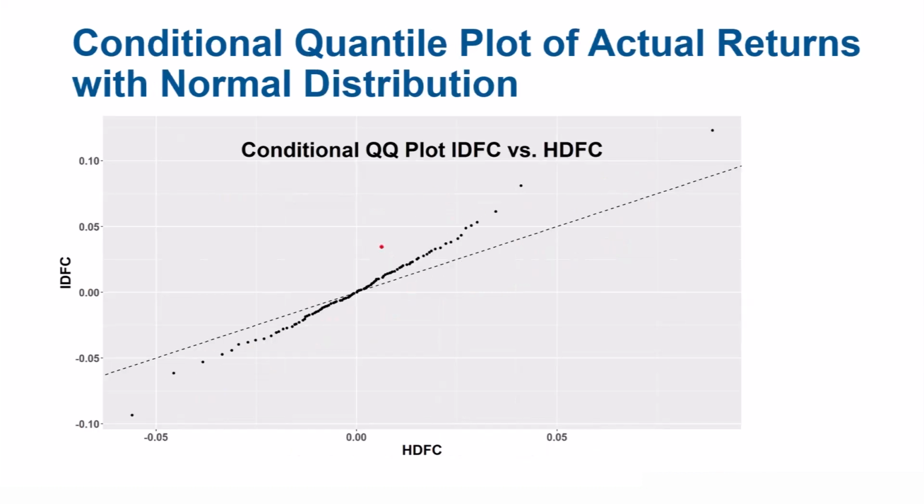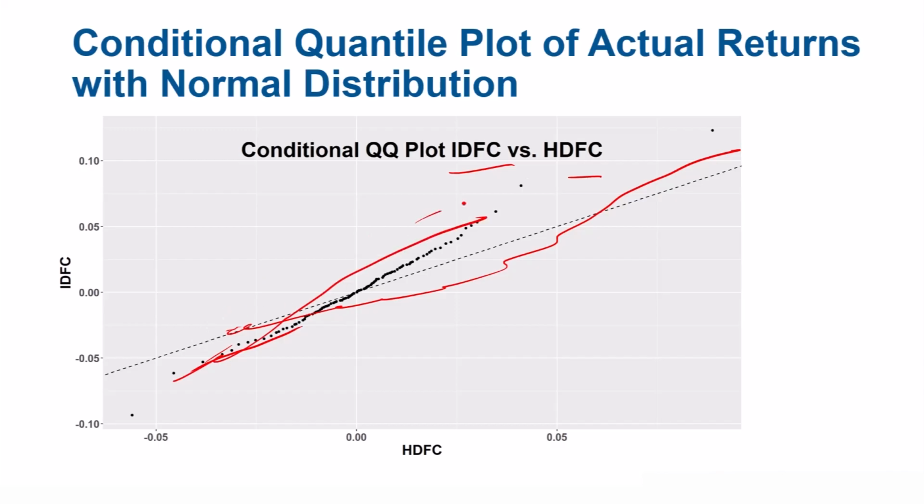The last one is the comparison of quantiles of IDFC and HDFC. We can see they are not similar. If they were on the straight line, they would have been similar, but because they are deviating from the straight line, it appears there is asymmetry. Particularly, IDFC is higher on the positive side and lower on the negative side.